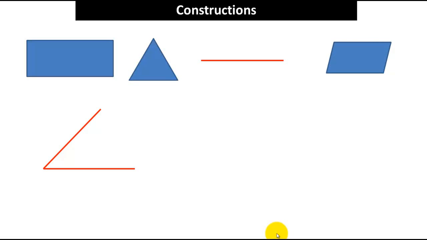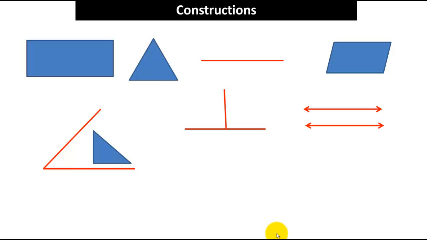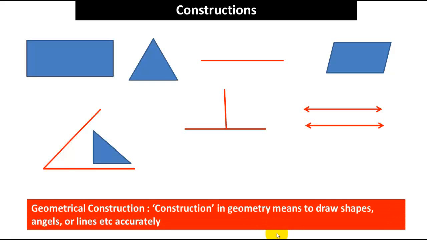We construct a rectangle, we construct a triangle, we construct a line segment, we construct a parallelogram, we construct an angle, we construct a right angle triangle, we construct a perpendicular line, we construct parallel lines. Then what do you mean by the construction in geometry? So the construction in geometry is defined as construction means to draw shapes, angles or lines, etc. accurately as per the given measurements.